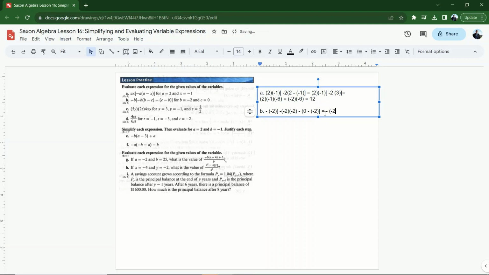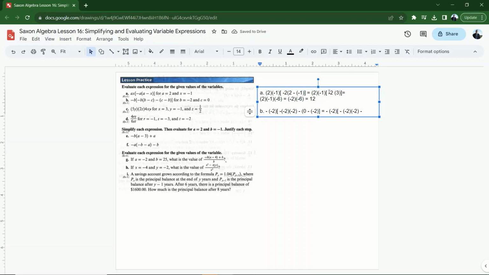So negative 2, bracket times negative 2. And then I have another negative 2 again because of what I just simplified there. So times negative 2. And this whole expression here is being multiplied. Negative 2 times negative 2 is, I'm subtracting from that.